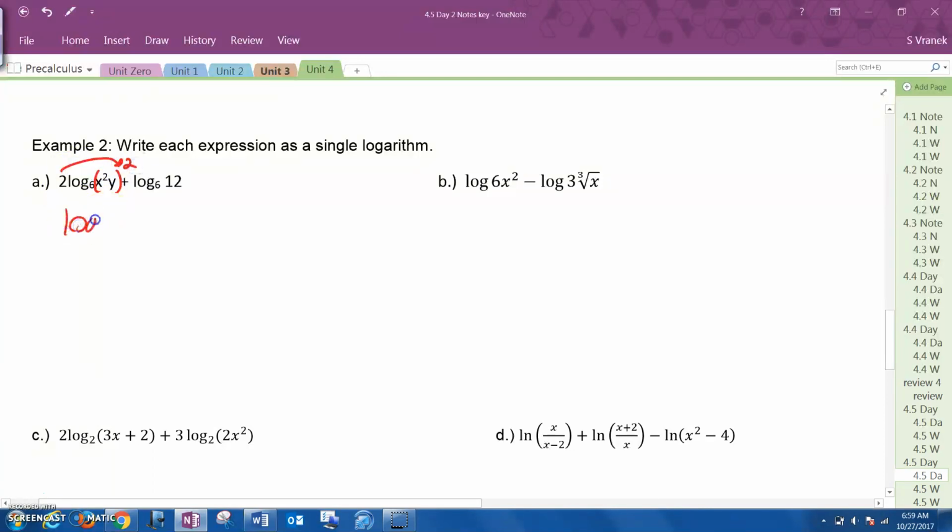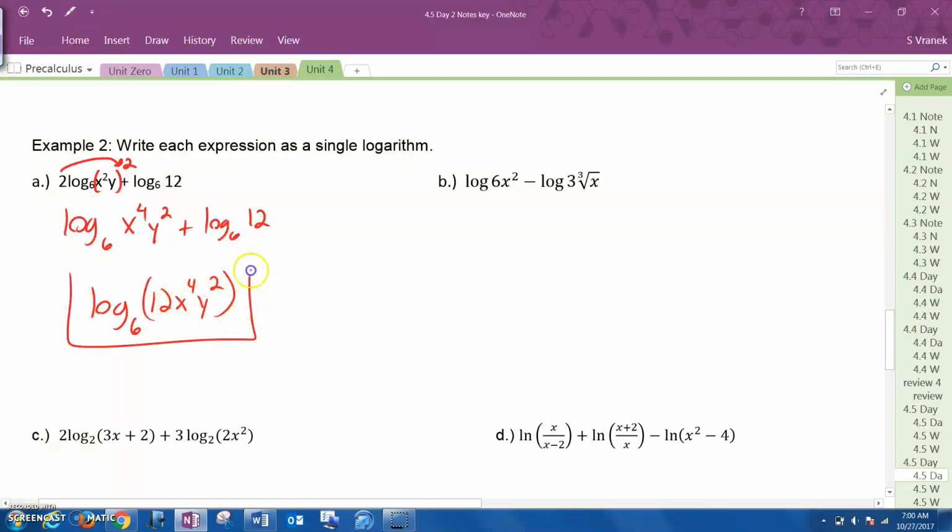So I get log base 6, and if I square both those, I get x to the 4th y squared plus log base 6 of 12. Now I have a plus, so when the exponents are being added, that means these are being multiplied. So my final answer is log base 6 of 12 x to the 4th y squared. And that's it.